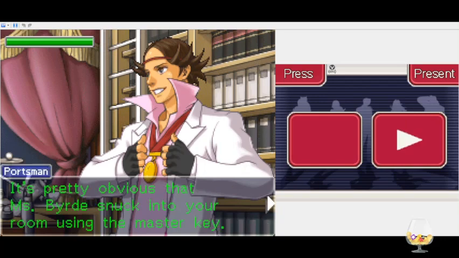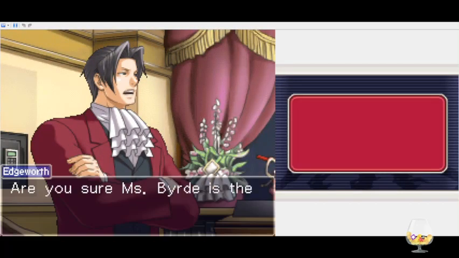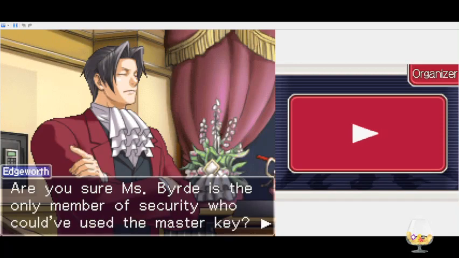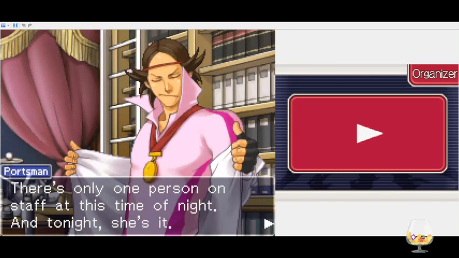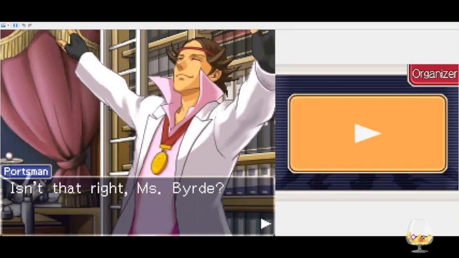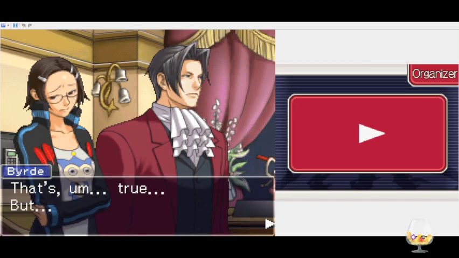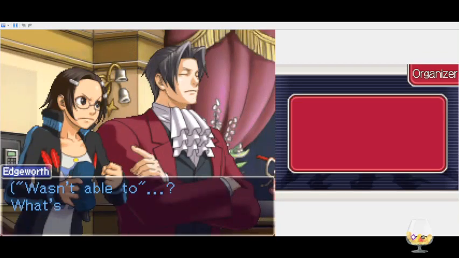It's pretty obvious that Miss Bird snuck into your room using the master key. Hold it! Are you sure Miss Bird is the only member of security who could have used the master key? There's only one person on staff at this time of night, and tonight she's it. Isn't that right, Miss Bird? That's true, but I wasn't able to use the master key at the time of the crime, sir. Wasn't able to? What's that supposed to mean?